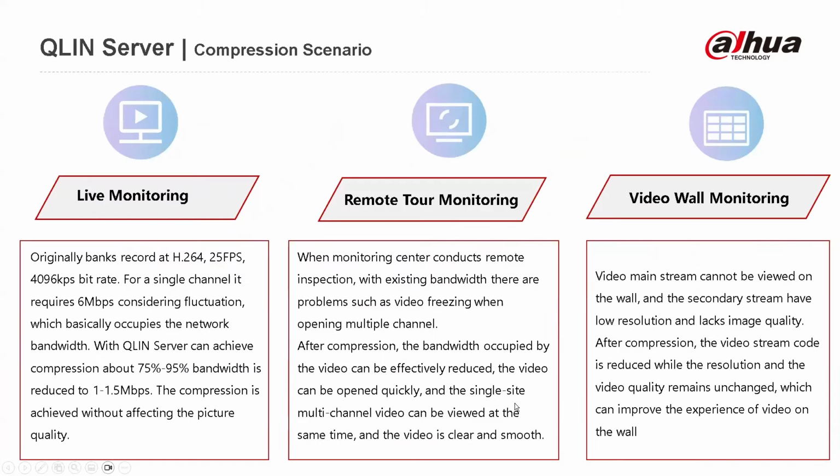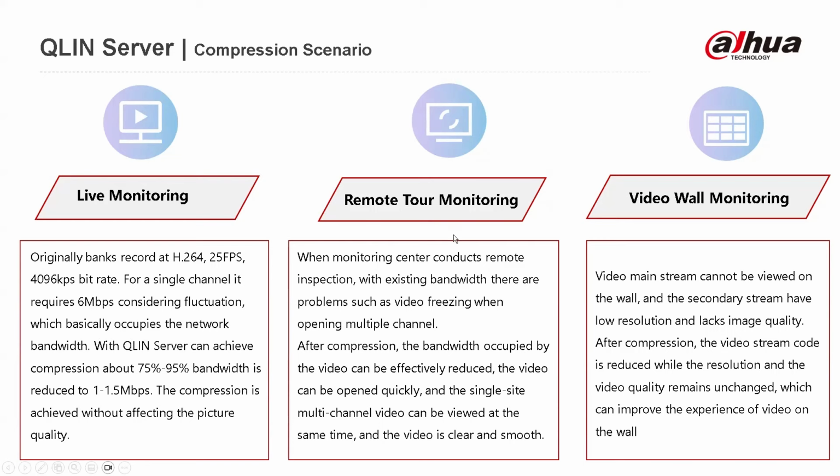Then we introduce our solution of QLIN server compression test. So we have live monitoring. So banks recording at H.264, 25 frames and 4 Mbps, that requires about 6 Mbps considering fluctuation that occupies the network bandwidth. With a QLIN server, we can achieve a compression of about 75 to 95% of bandwidth. Let me just call it a 90% bandwidth compression. So if I was doing 6 Mbps, we now are doing it at 1 or 1.5 Mbps. So this reduces the load on our bandwidth as a solution.